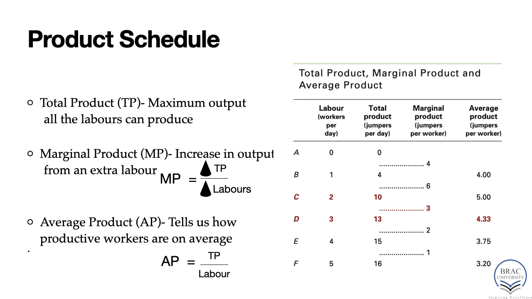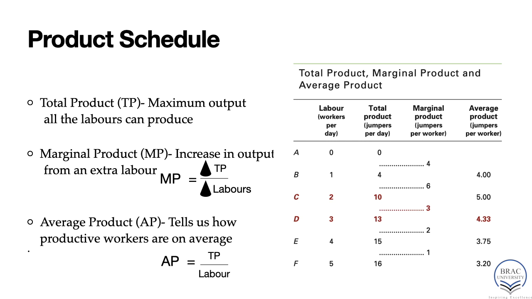Now, let's look at the product schedule for an example and try and understand how to do the calculations. It's pretty simple actually. As you can see, the first column of the product schedule tells you the number of laborers this company hired, and the second column shows us the total product or the output the labor can produce. For example, we can see one labor can produce 4 jumpers and the second labor can produce 10 and so on. So from the very first look, we can tell as we increase the number of laborers, we can increase the output of the firm, right?